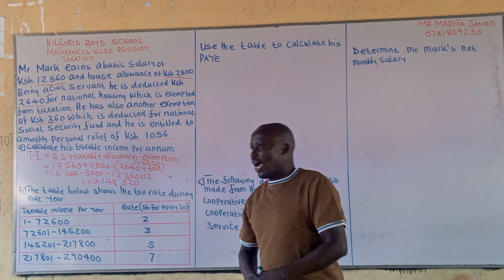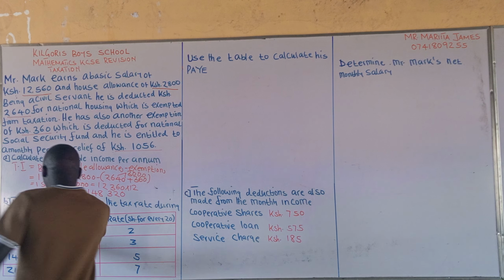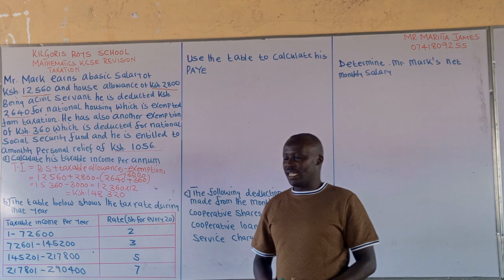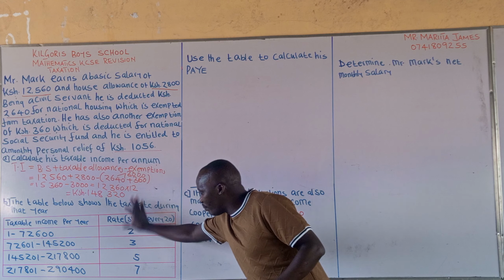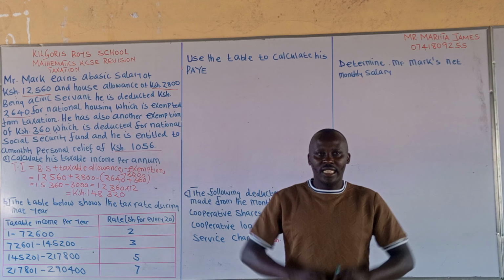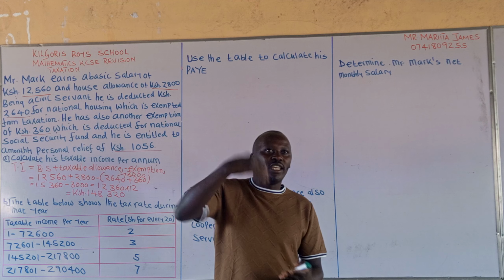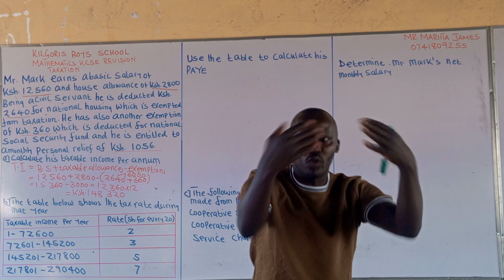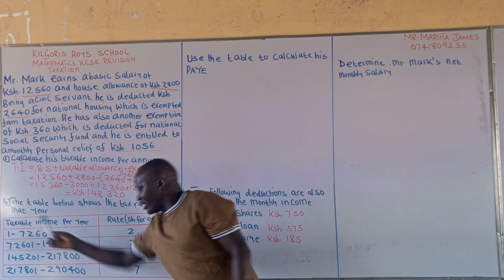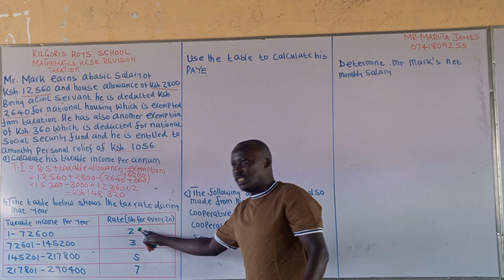The table below shows the tax rate during that year for Mr. Mark, who was earning the yearly taxable income, and then we have the rate for every 20 shillings. This is a very important part that you need to understand. The rate is given in shillings for every 20 shillings. It means that the value we get here, we divide by 20 so that we know how many 20s we have there, because the rate is taxed for every 20 shillings. So from 1 shilling to 72,600, the rate is 2 shillings for every 20.